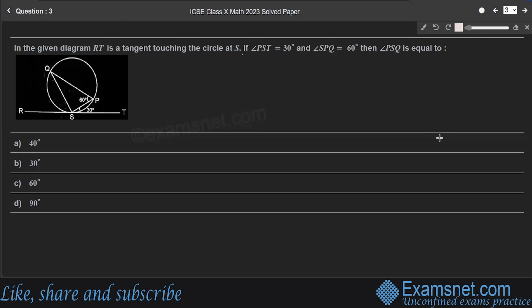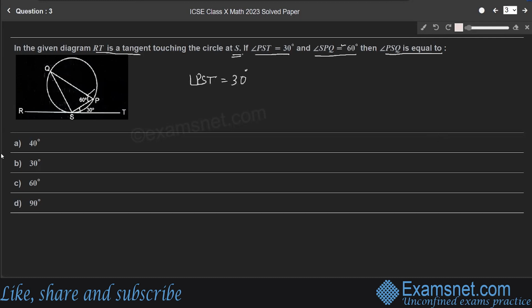Question 3. In the given diagram, RT is a tangent touching the circle at S. If angle PST is 30 degrees and angle SPQ is 60 degrees, then angle PSQ is equal to. Here angle SPQ, angle P, is given, which is 60 degrees. PST is given, so angle PST is 30 degrees.